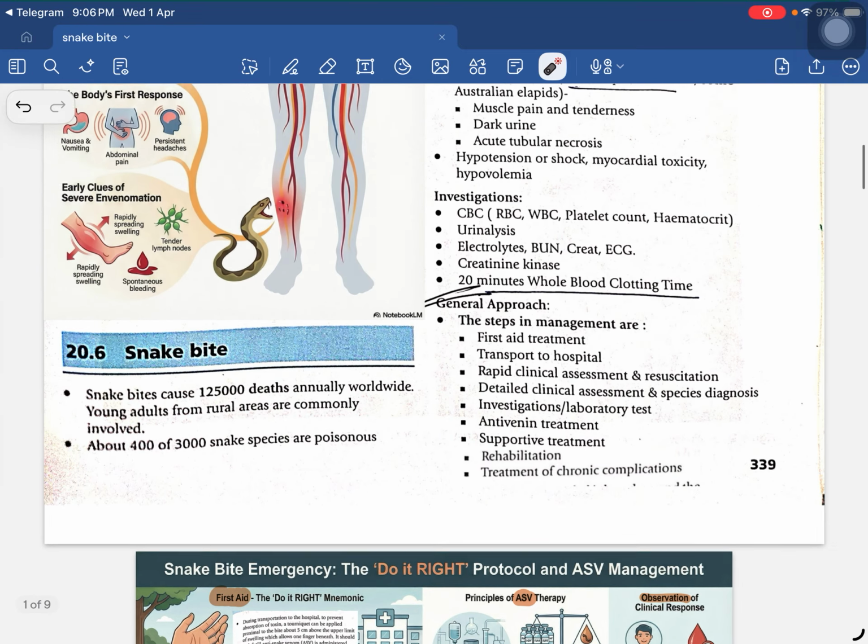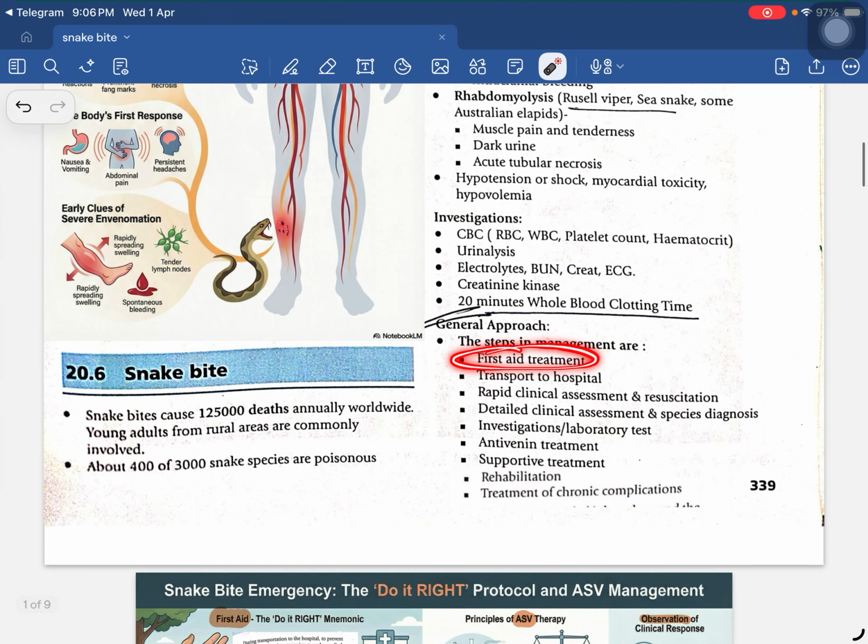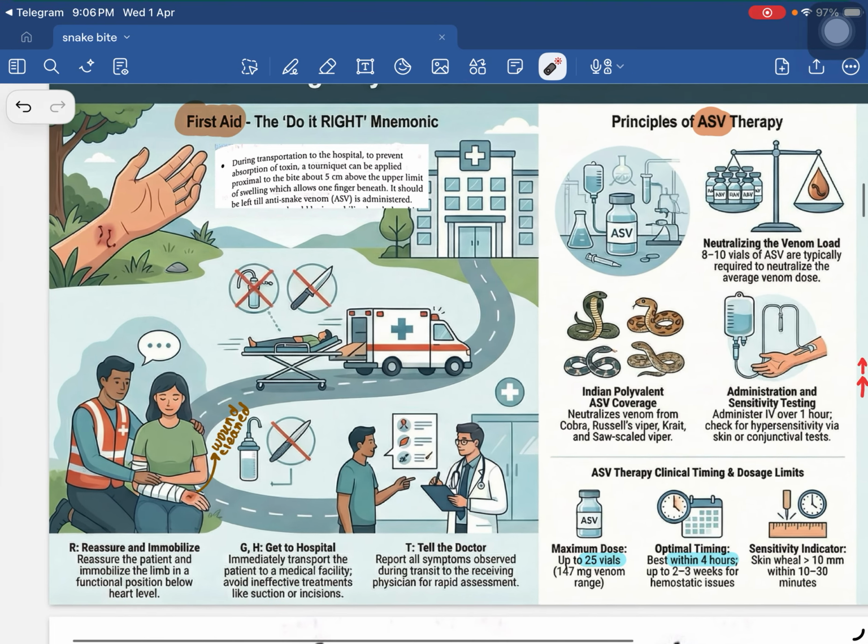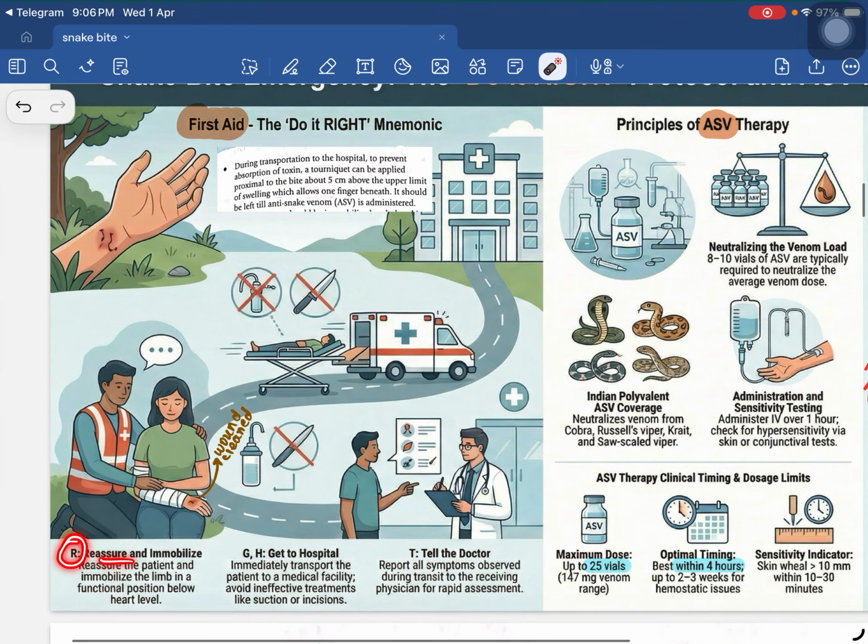First aid treatment. First of all, first aid treatment, that is, do it right. By this mnemonic you can remember first aid treatments. R means reassurance and immobilization. Reassure the patient and immobilize the limb in a functional position below the heart level.